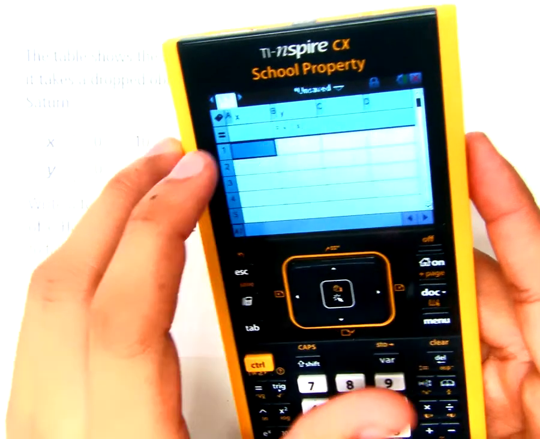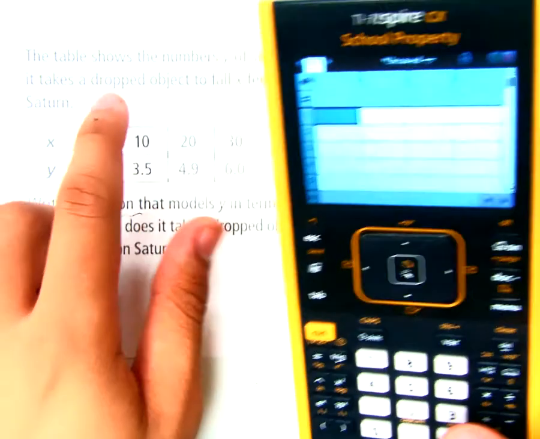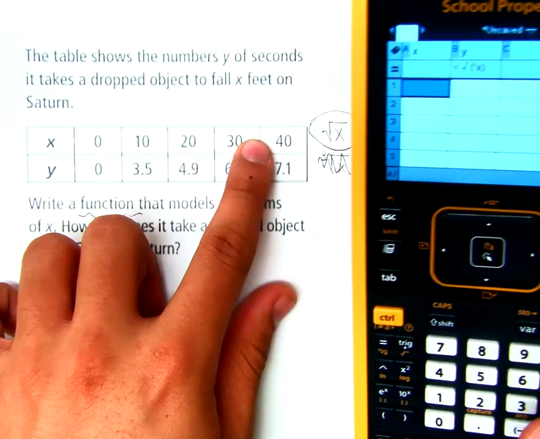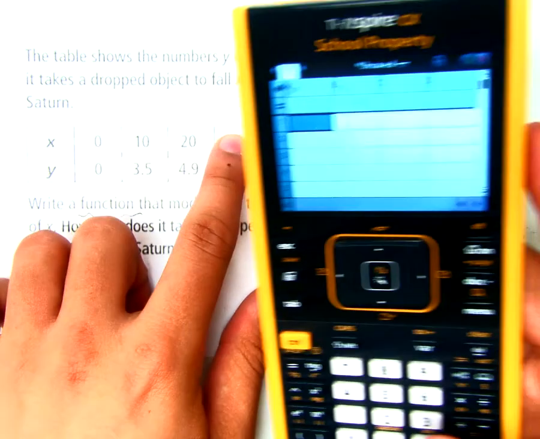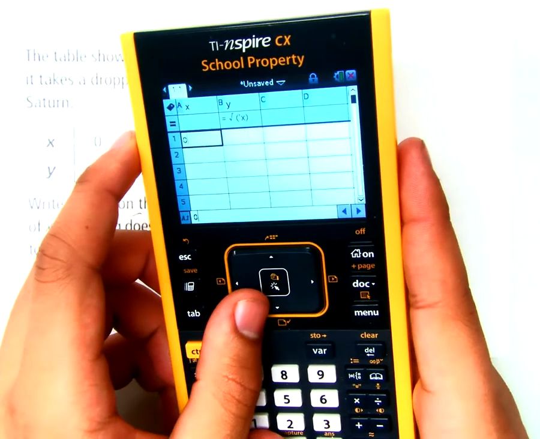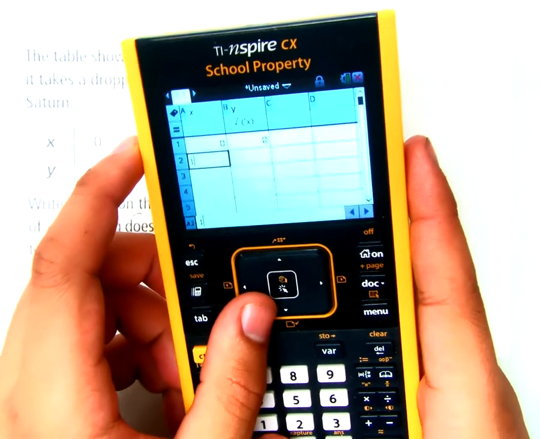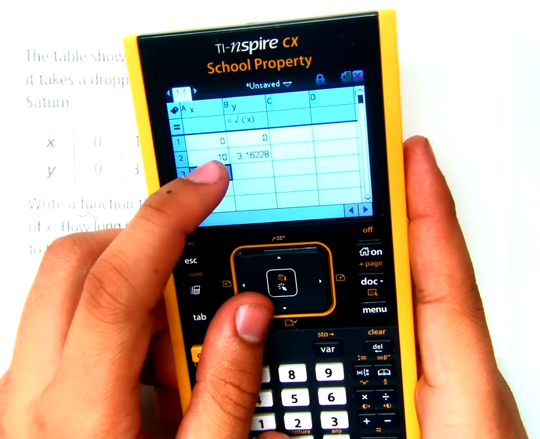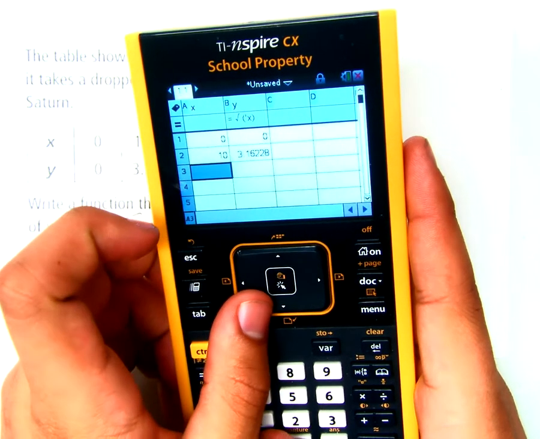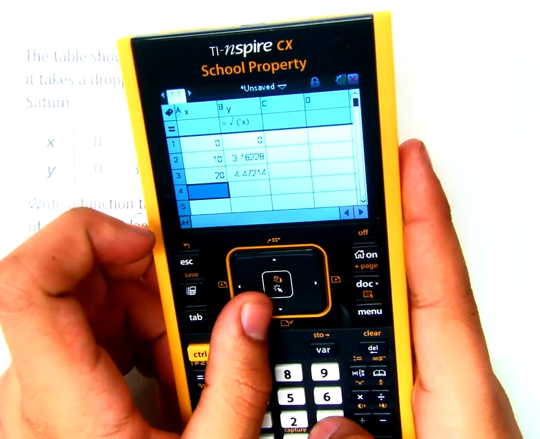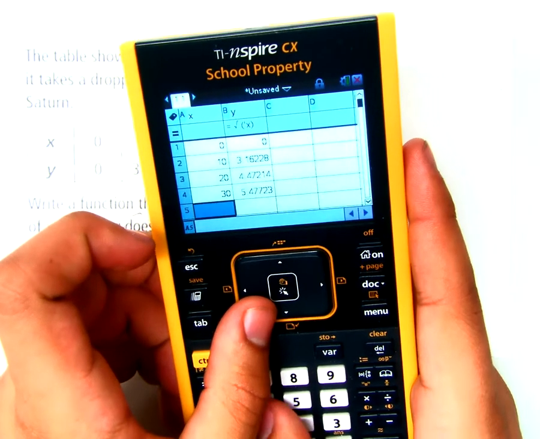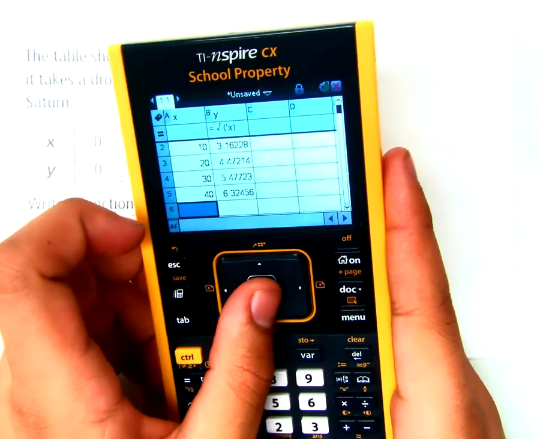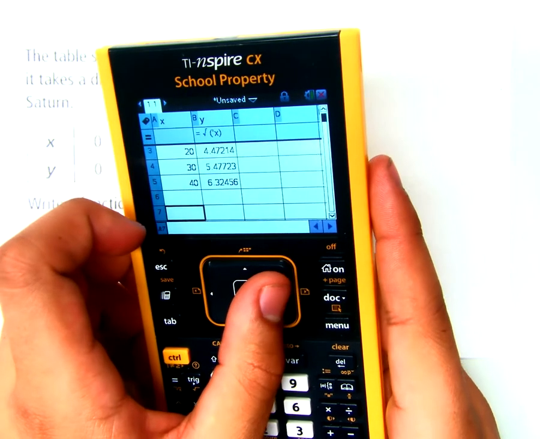So what we're going to do is use the x values they gave us. Those were 0, 10, and as you go along, you'll see that it will find the square root of 10, 20, 30, and 40. So all the x values they used.